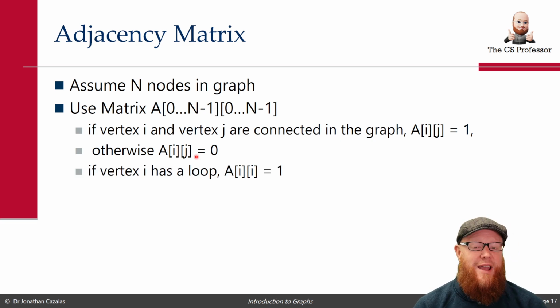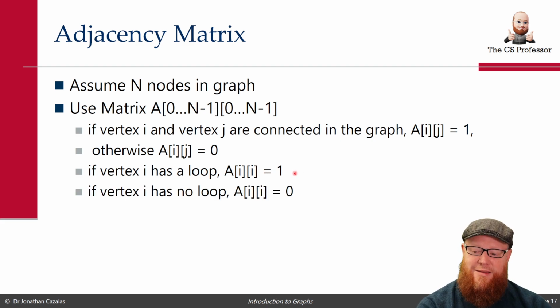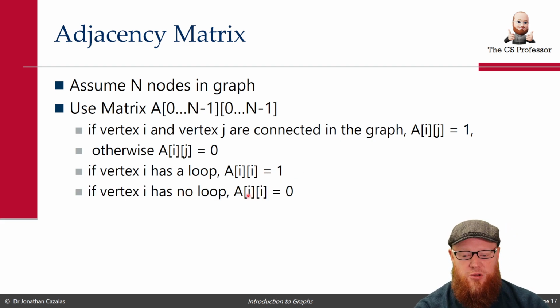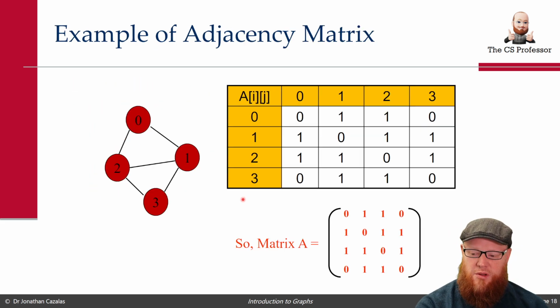Also, if the vertex has a loop, what is a loop? It is when a vertex connects to itself. If a vertex has a loop, then the array A at index i, so maybe at row 4, column 4, it would, for example, equal 1, indicating that loop. If there is no loop, the array A at row i, column i would equal 0.